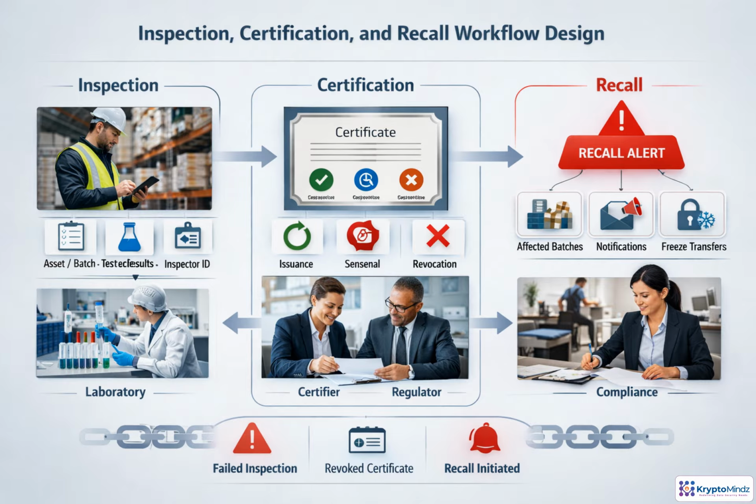Now consider contamination detected in batch A104. The lab records test results against the batch and asset IDs, including inspector identity and time. Chaincode can then drive certification decisions: issue, renew, suspend, or revoke based on verified evidence. If risk crosses a threshold, a recall workflow identifies affected batches, notifies distributors and regulators, freezes transfers, and tracks remediation. High-priority events make failures, revocations, and recall initiation visible immediately for audit and response.